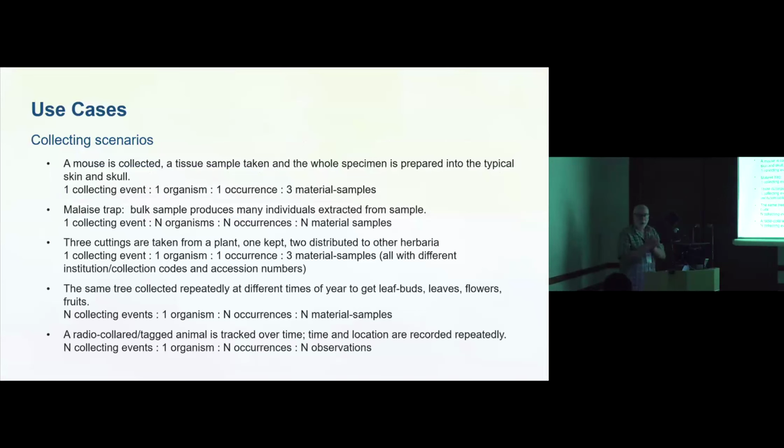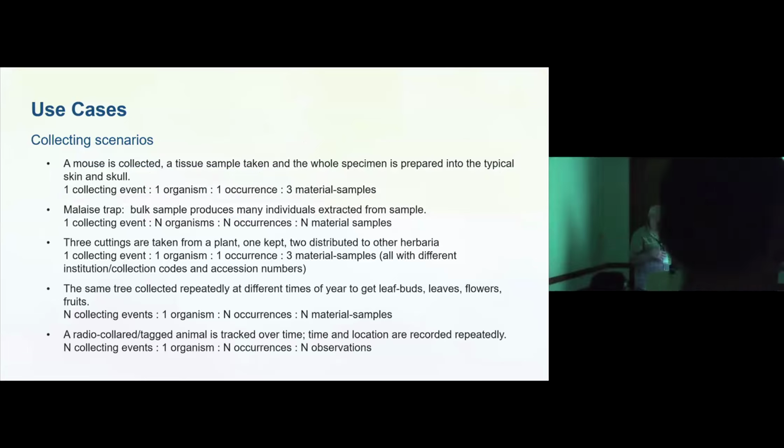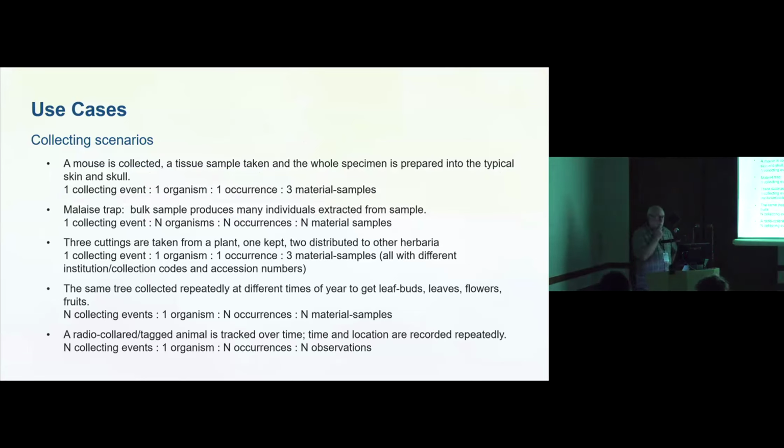All right, so I titled my talk, basically, how will use cases guide our modeling. These are just some of the typical use cases that I've experienced over time. Let's say the basic simple one: a mouse is collected, tissue sample taken, whole specimen is prepared into the typical skin and skull. One collecting event, one organism, one occurrence, 3 material samples.